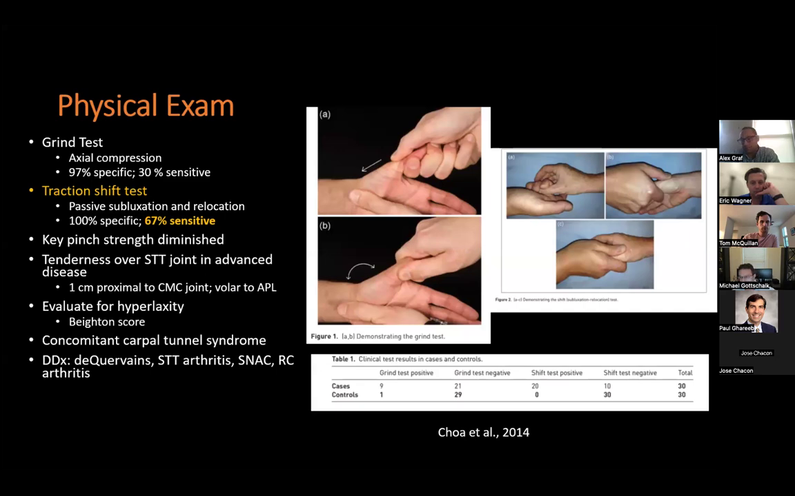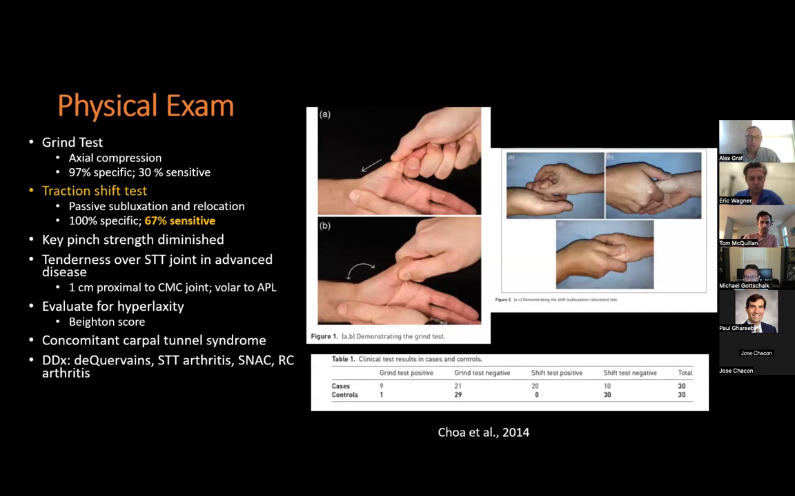On exam, we all are familiar with the axial grind test. That's fairly specific, meaning if they don't have pain with that, they're unlikely to have arthritis. But it's not great at detecting disease. There's a traction shift test, which sometimes we do unintentionally, but that's the opposite. So instead of compressing it, you can pull on the thumb and almost like a pivot shift of the knee, try to pull it out dorsal radially. That can be very sensitive.